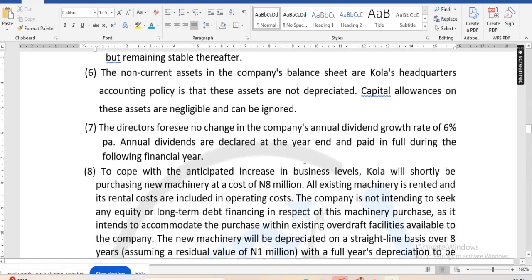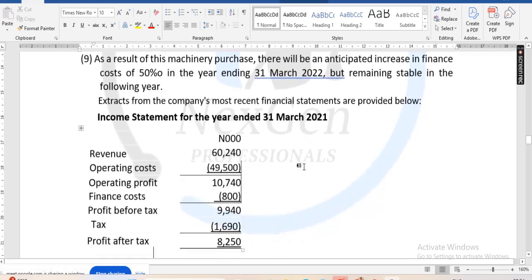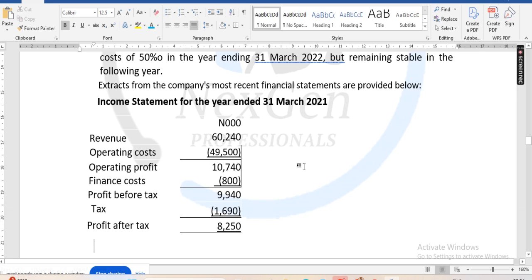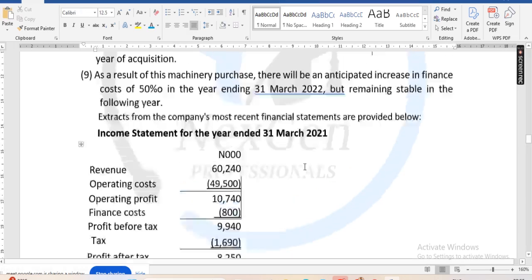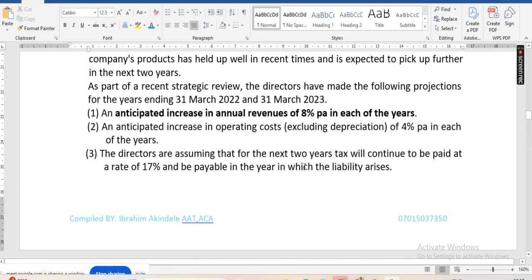Of course, when you want to do a forecast, you will already have financial information given to you, which is the income statement as well as the financial statements. This is, if you work in an organization, your revenue for last year is what you will use to determine your revenue of this year by increasing it with a certain percentage, maybe 2% or 8%. Now, in this question, the revenue of 2021 will now increase by 8% per annum. Now we move again.